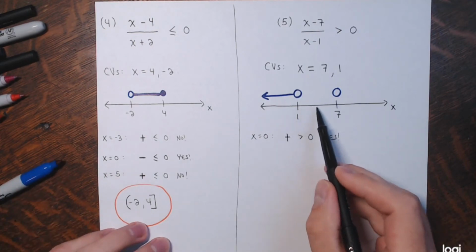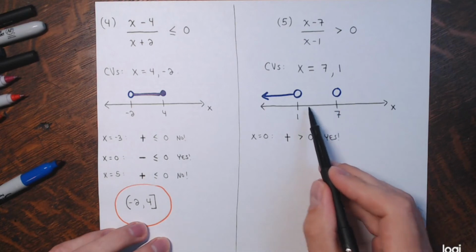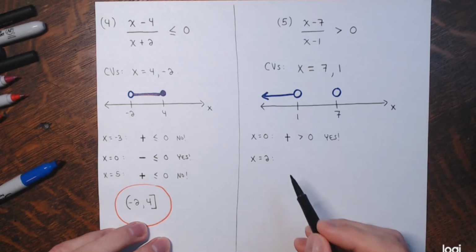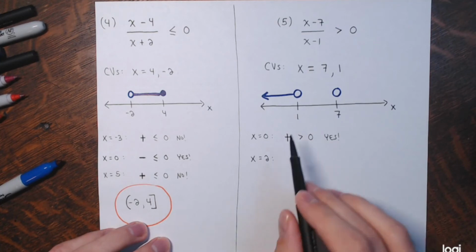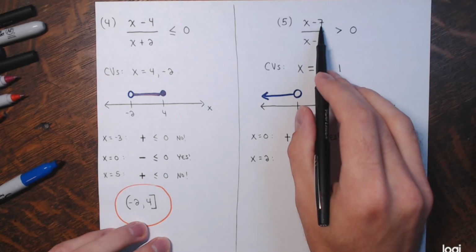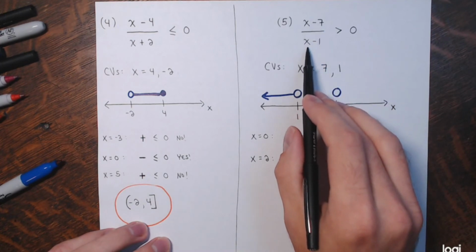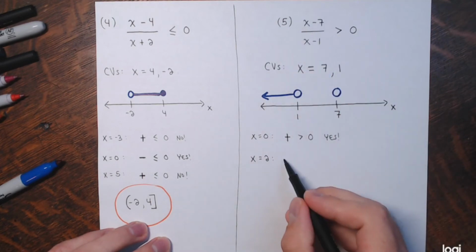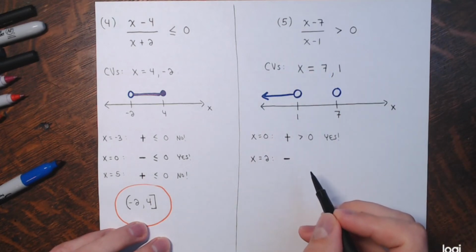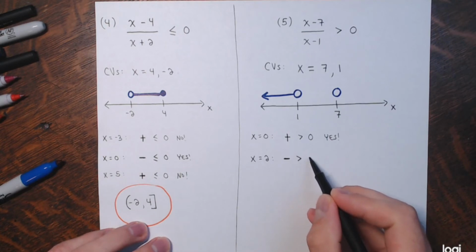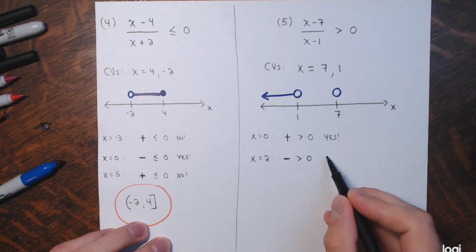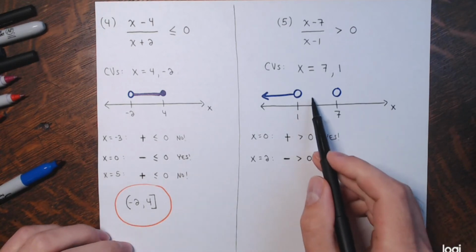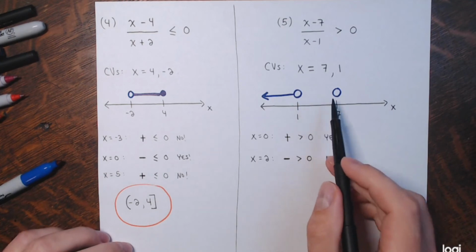Now how about between 1 and 7? So let's just take x equals 2. Right, that's between 1 and 7. Now if x were 2, this fraction, the numerator would be negative, negative 5. The denominator would be positive, positive 1. So you'd have a negative number on the left. And is that going to be greater than 0? No. A negative number is not greater than 0. So this interval between 1 and 7, I'm going to leave blank.